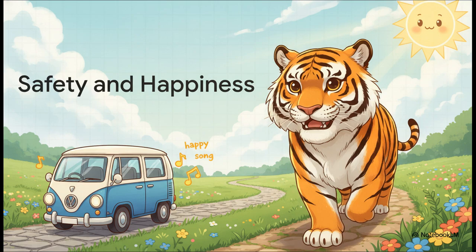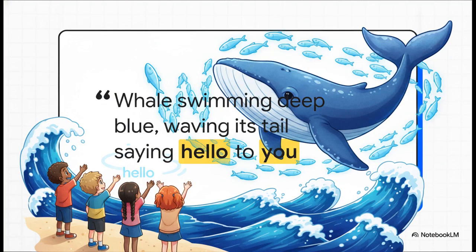I have to pause just to appreciate this charming rhyme for the letter W. W for whale, swimming deep blue, waving its tail and saying hello to you. I mean, how great is that? This direct address completely breaks the fourth wall of learning. It actively involves the learner, making them a participant in the rhyme rather than just a passive observer. It is a fantastic educational technique to foster deep, deep engagement.